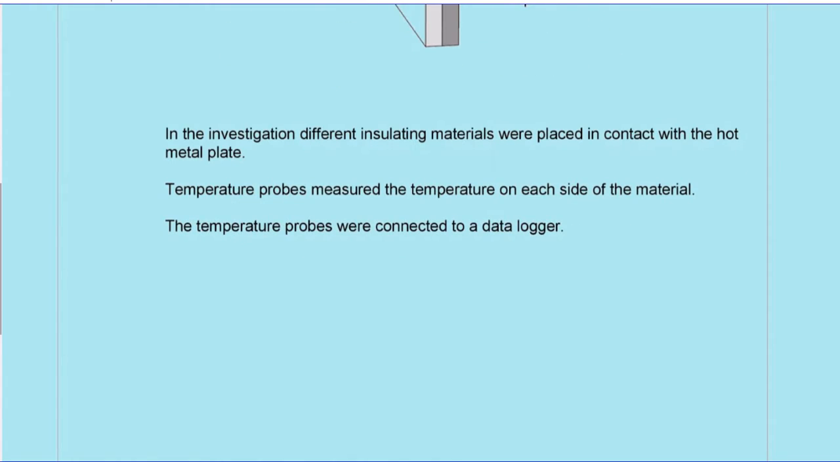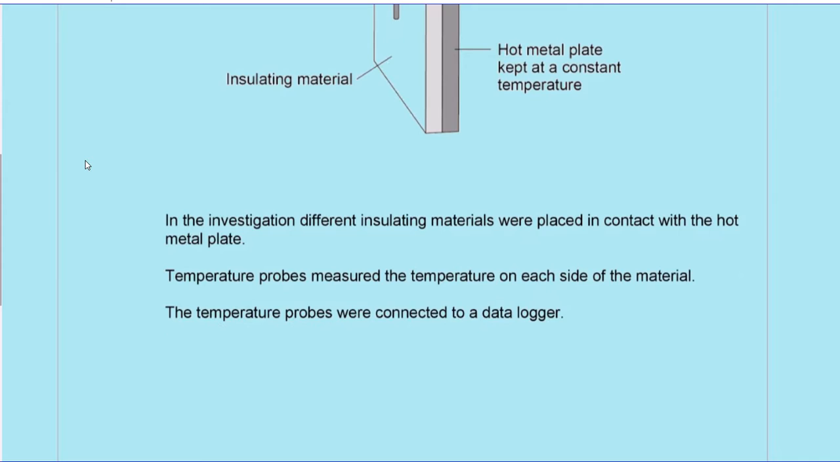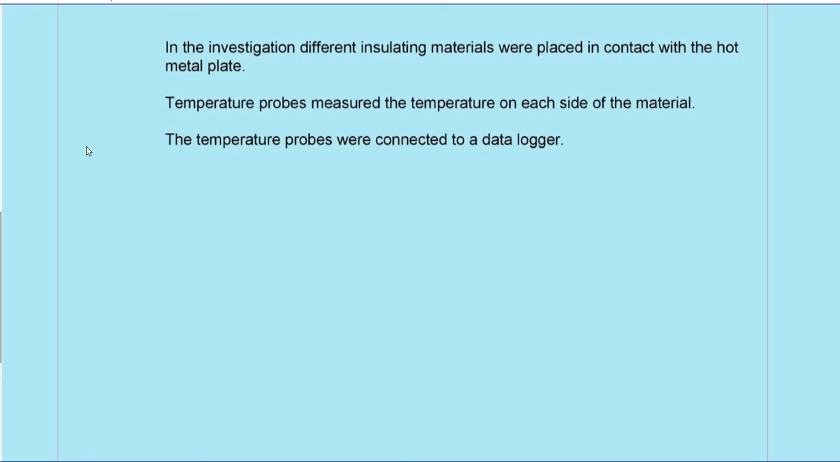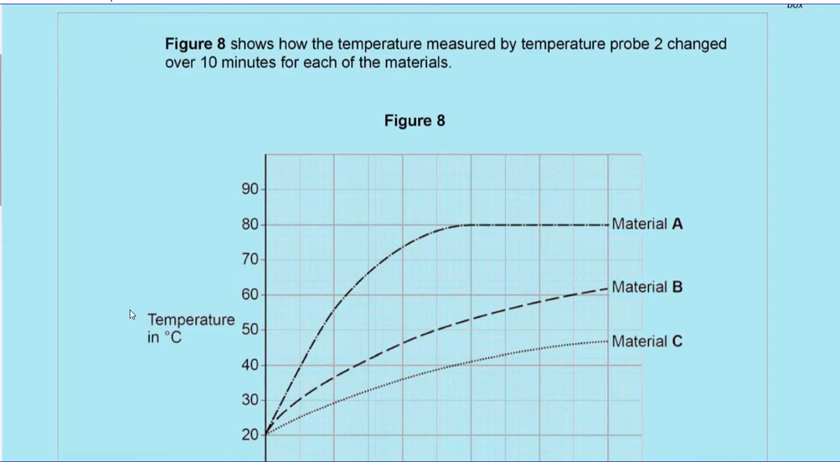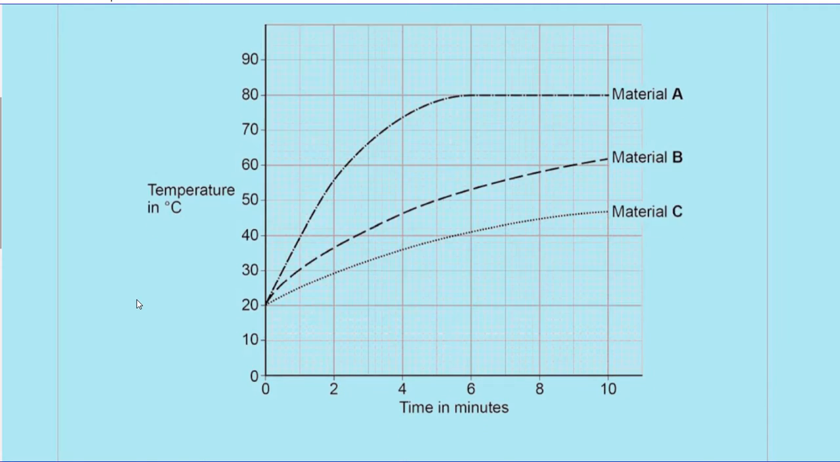So we've looked at some different insulating materials. So we've changed the insulating material that's attached there, and we've measured the temperature on each side of the material. Okay, we've used data loggers to keep a track of those temperatures. Okay, so what we've then got is a graph showing what we got from the second temperature sensor that was connected to the other side of the different insulating materials. So we've got material A, material B and material C, producing those 3 different graphs of temperature.